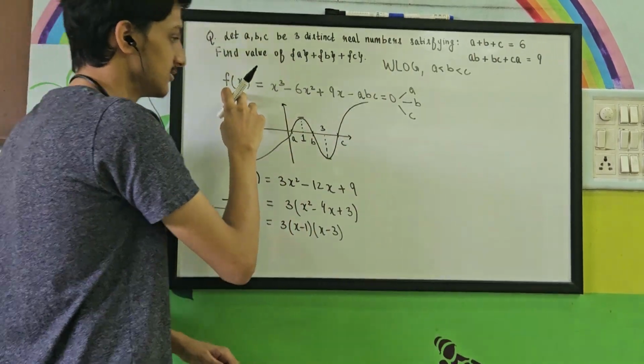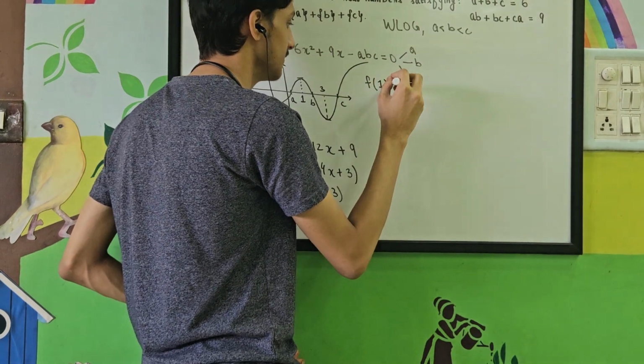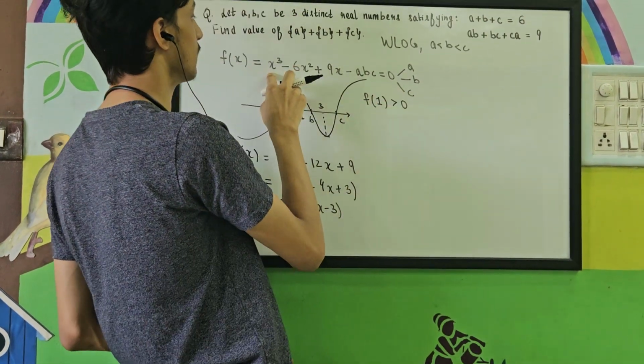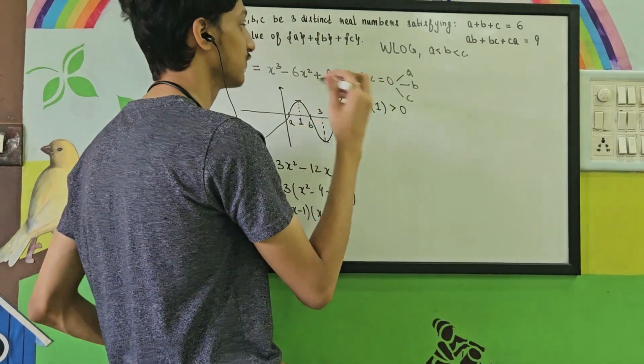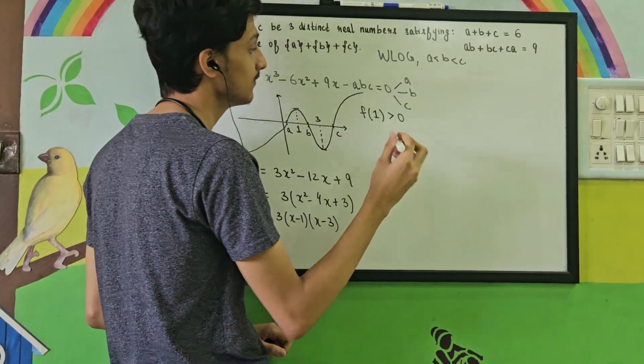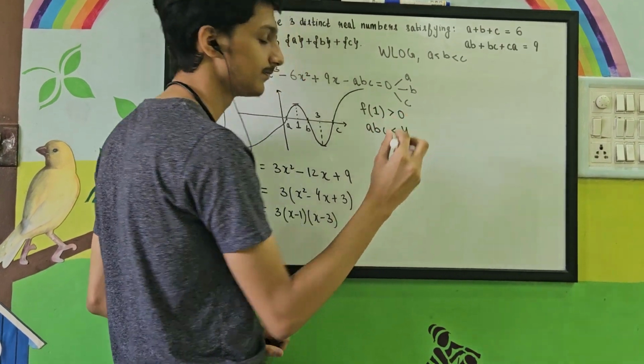Now, we just discussed that thus f of 1 will be greater than 0. That means that 1 minus 6 plus 9 minus ABC is greater than 0. That means 4 minus ABC is greater than 0, or ABC is lesser than 4.